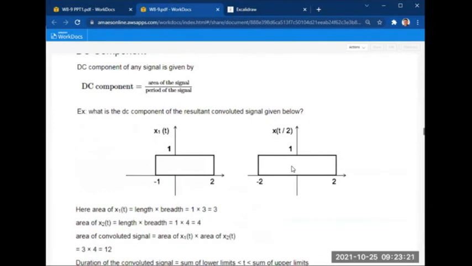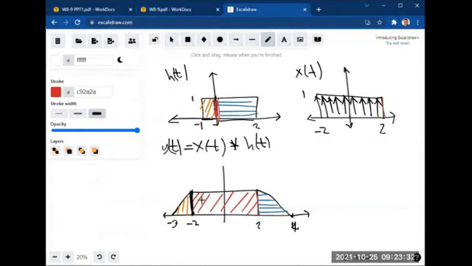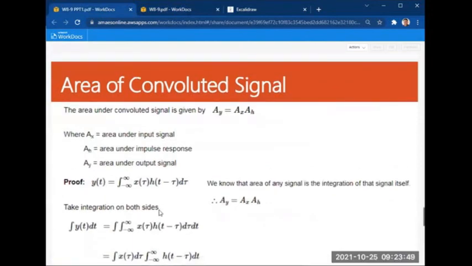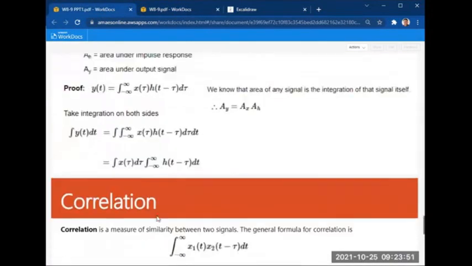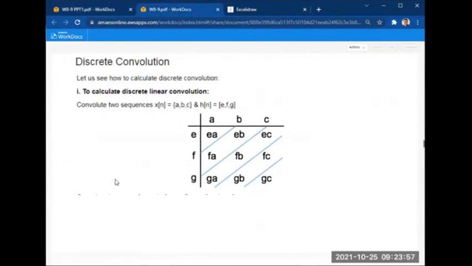If you want to prove the formula of area, we know that this area is 3 and this area is 4. We'll solve for the area of the output. We can try this one. This area, the last topic. Oh, we still have a topic. Okay, we will try to solve for the area later if we still have time.